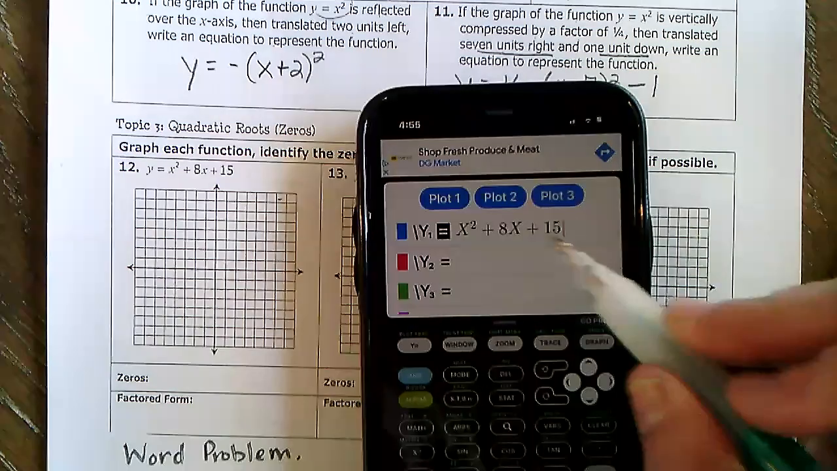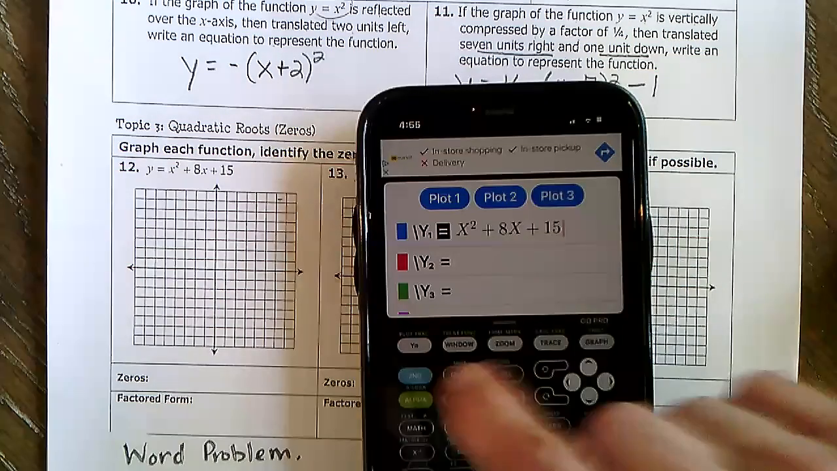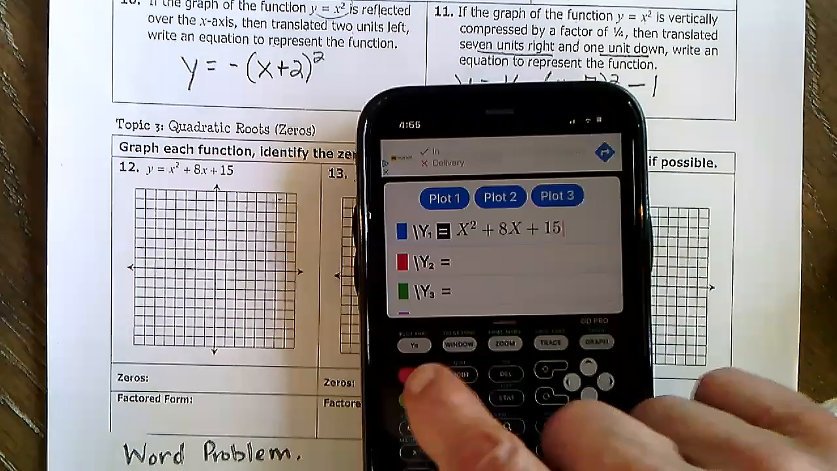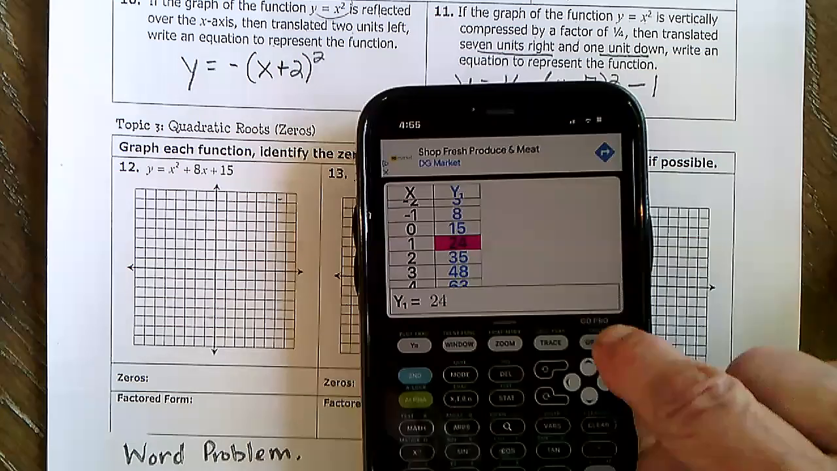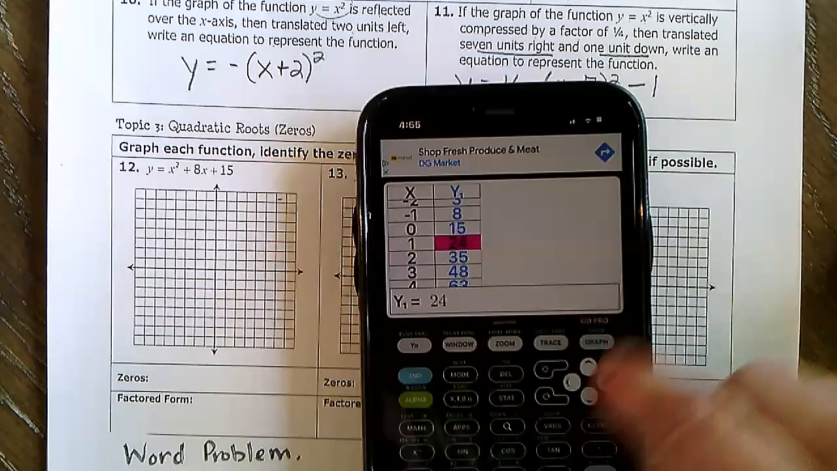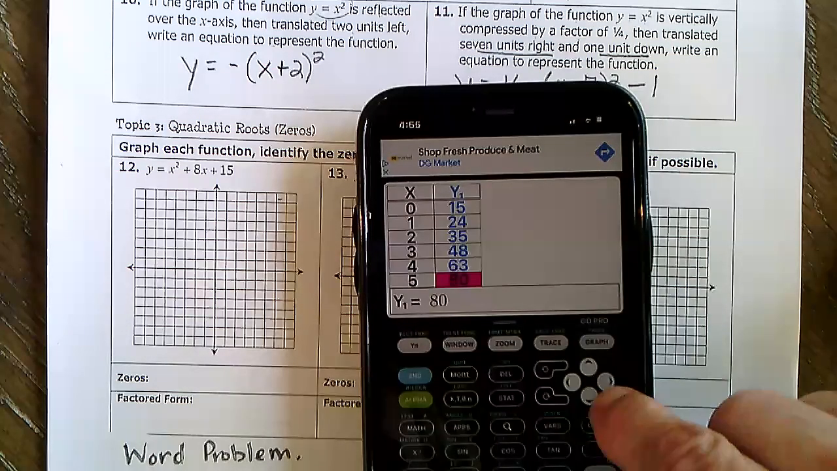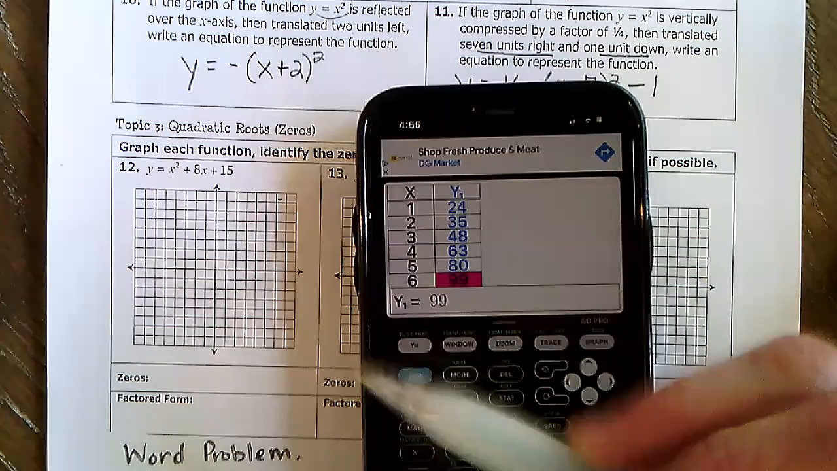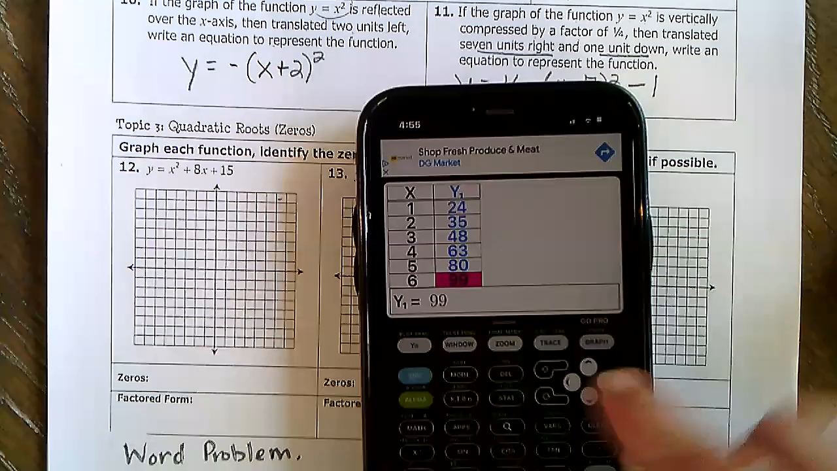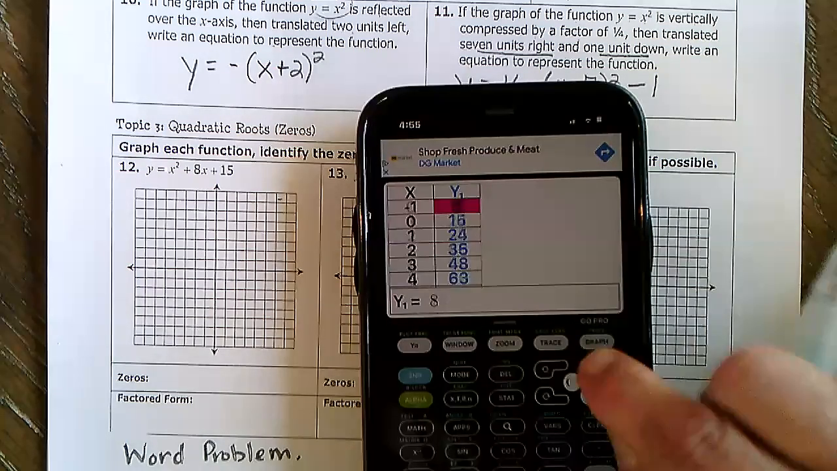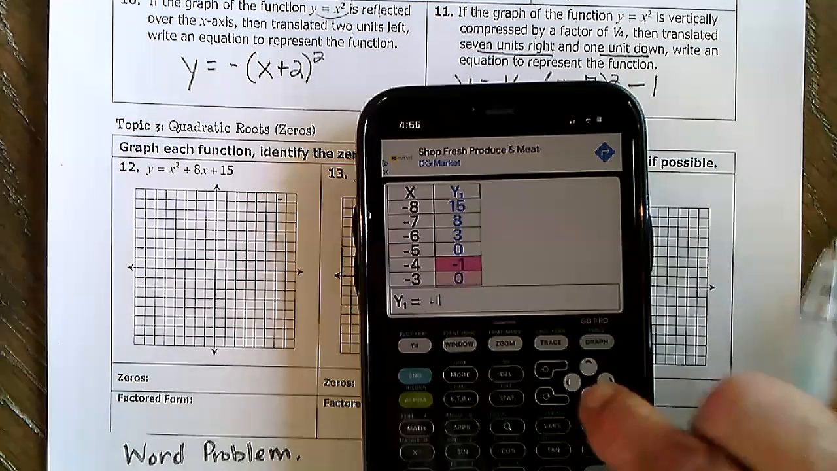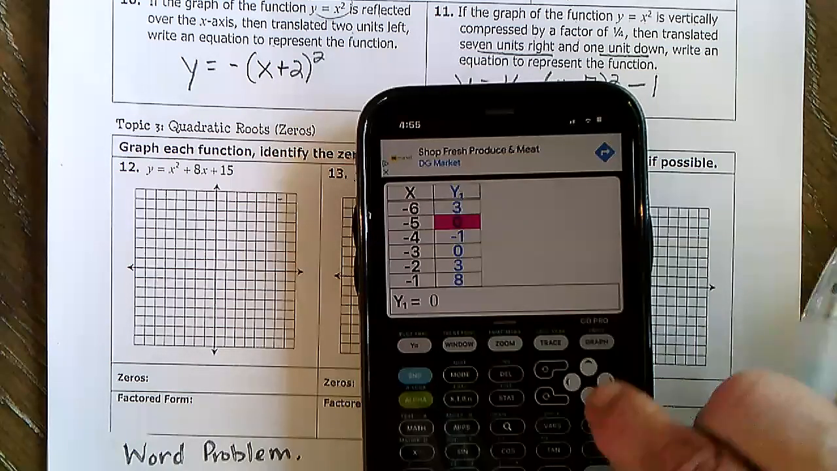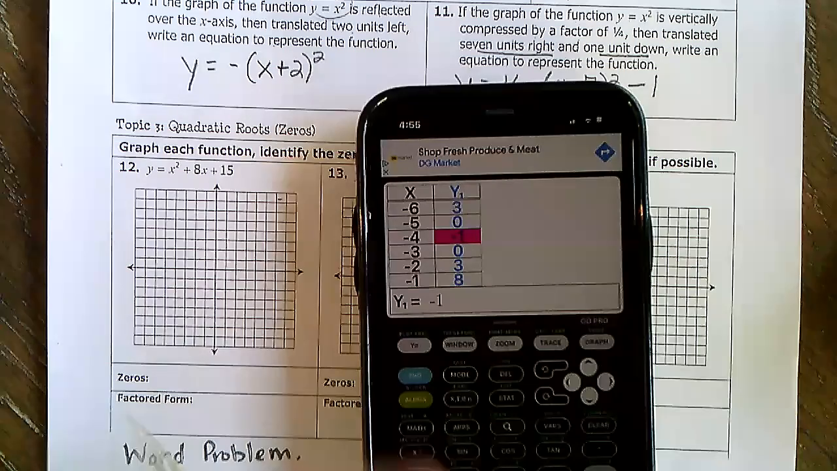x squared plus 8x plus 15. Okay. All right, what am I doing wrong? Oh, I know, I got to go to -4. I was like, what's going on? There we go. Okay, so -4, 1, right there is where my repeat is going to be.